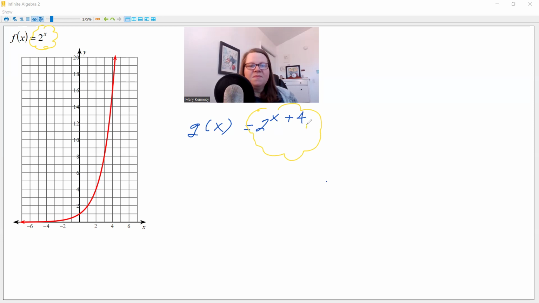If the change is up here in the little exponent, that just means it's going to move left or right. And then the last thing you want to think about is that if it's in the exponent, it's going to do the opposite of what you expect. I see x plus 4 and I think, well, if it's left or right, plus 4 sounds like it's going to the right. It's actually going to do the opposite. It's going to move to the left 4 units.